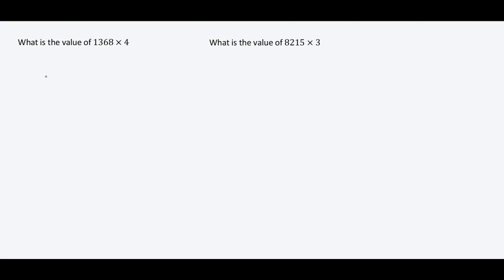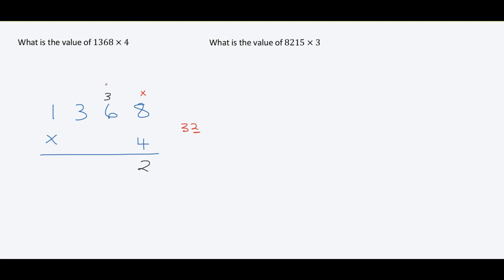We have one. Actually, I want to bring it down a bit. Since we have 4 digits, we may be carrying over quite a bit. So we have 1, 3, 6, 8 multiplied by 4. Okay, we will start from the right hand side. 8 multiplied by 4, we have 32. So we're going to write the 2 down and carry over the 3.